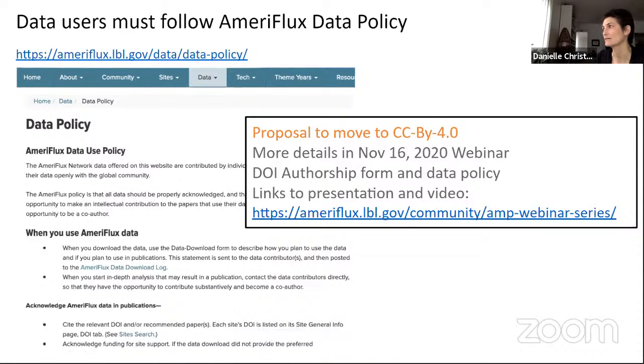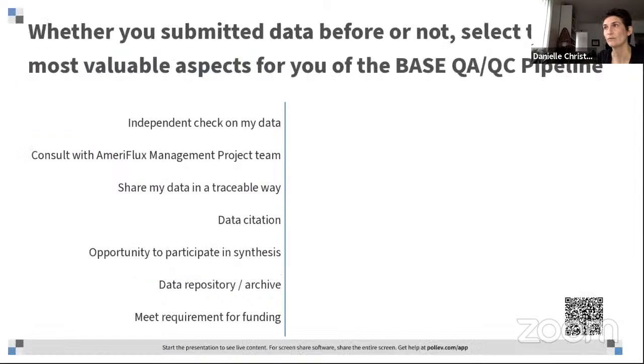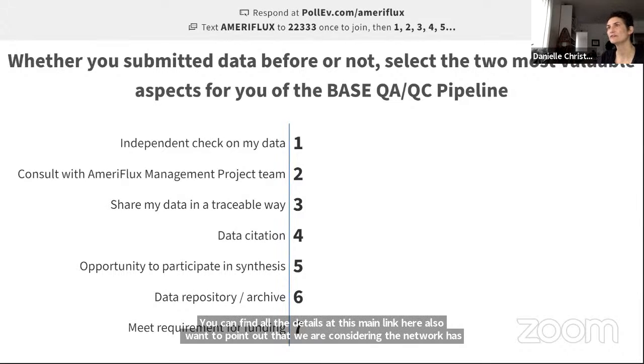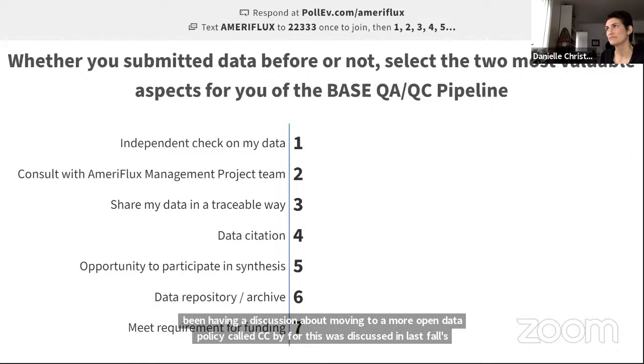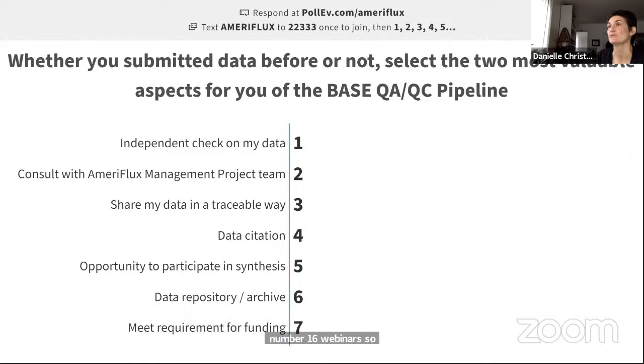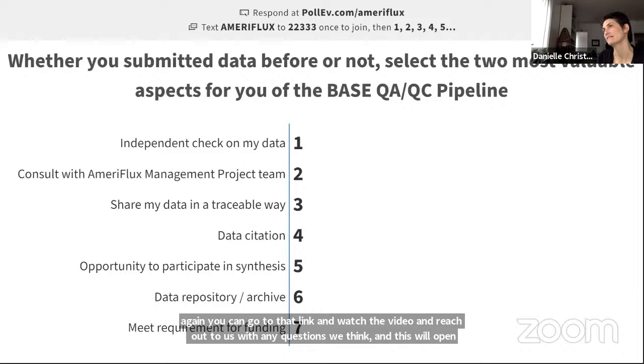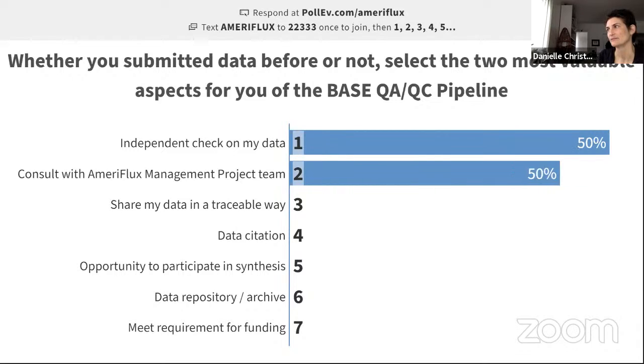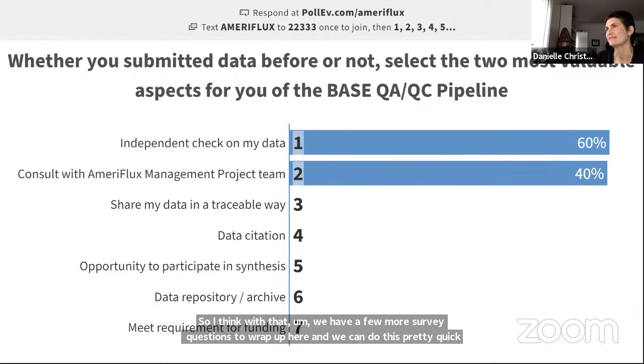So I think with that, we have a few more survey questions to wrap up here, and we can do this pretty quick because I think we want to have some Q&A. But if you could select the two most valuable aspects for you, if you have or think you might be submitting to the pipeline, what the most valuable aspects are. We'll just give folks a minute to see how this plays out.